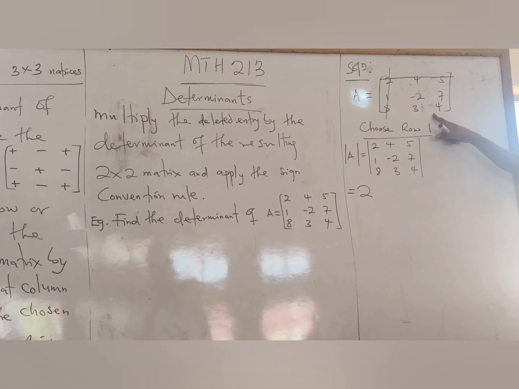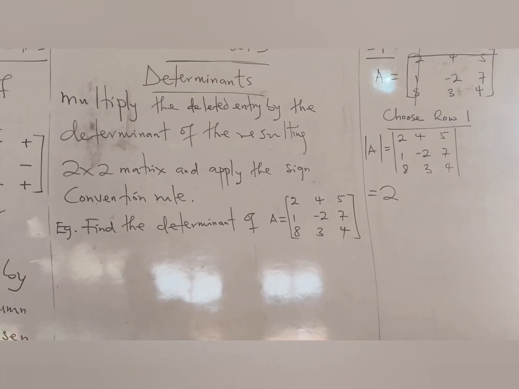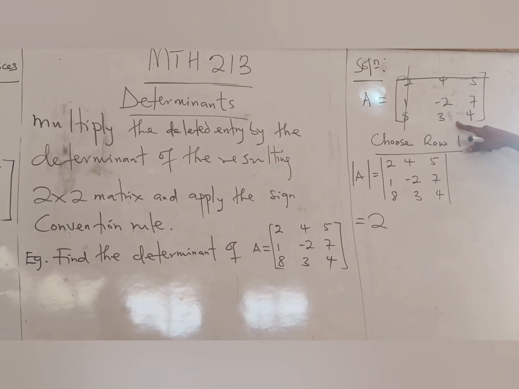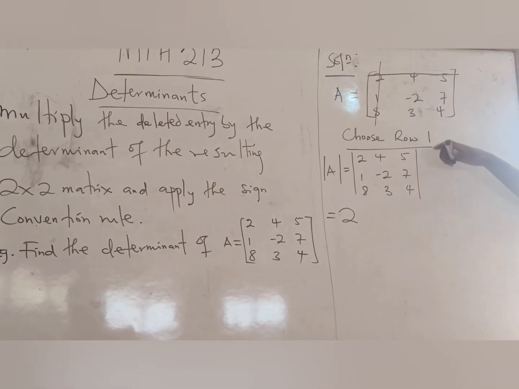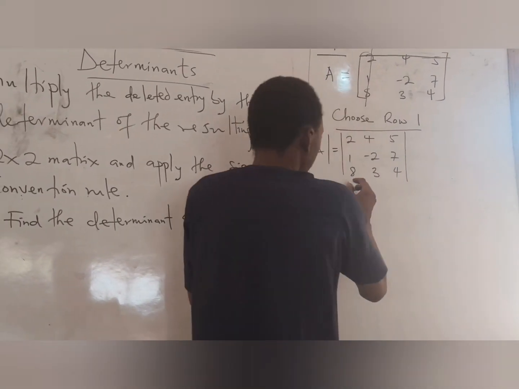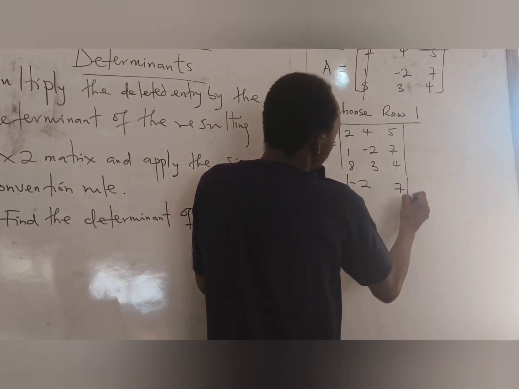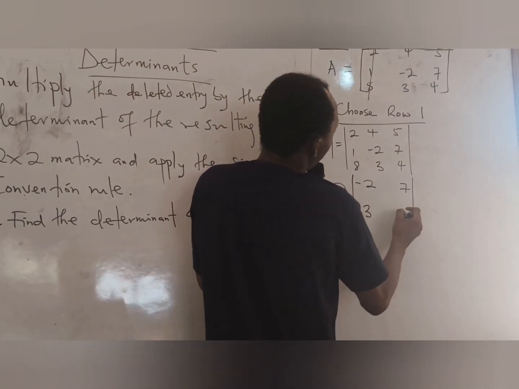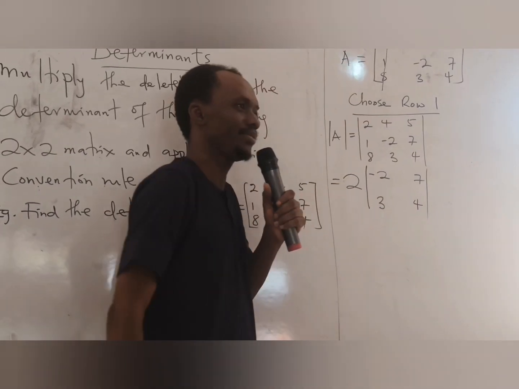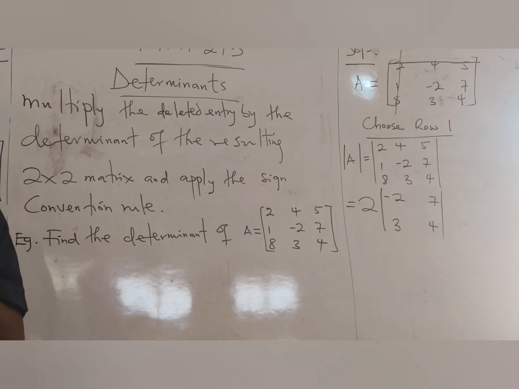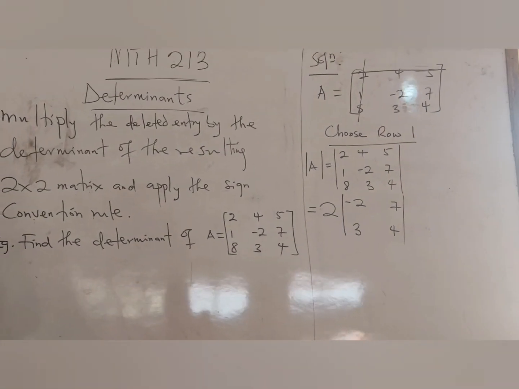So you're going to find the determinant of the resulting 2 by 2 matrix. This is the resulting 2 by 2 matrix. So write it like this. What are the values? -2, 7, 3, 4. Any question? Very good.